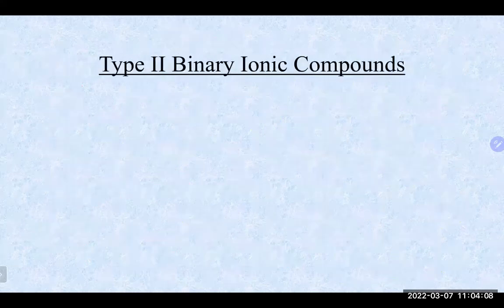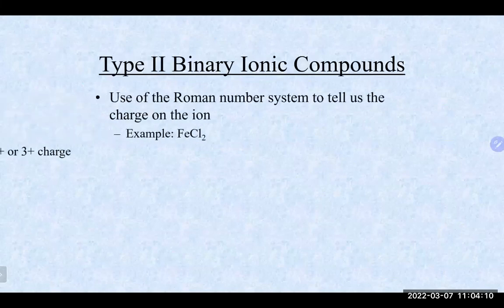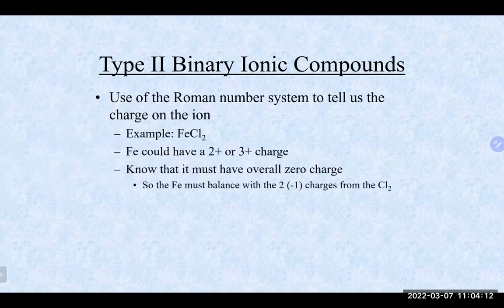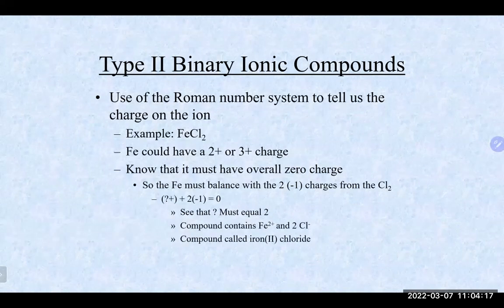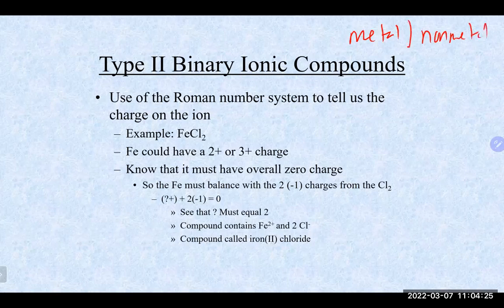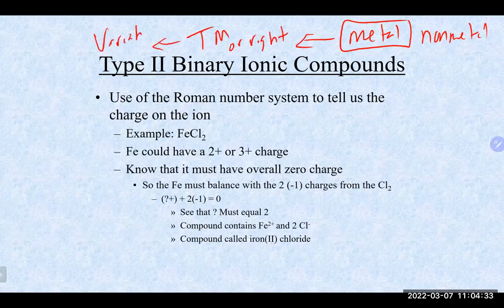All right, then let's talk about type 2 compounds. So type 2 compounds are pretty much identical to type 1 compounds, except it is the metal that's important. And in type 2 compounds, when we have that metal and non-metal, our metal here is typically a transition metal or to the right, which means it can have a variable positive charge.